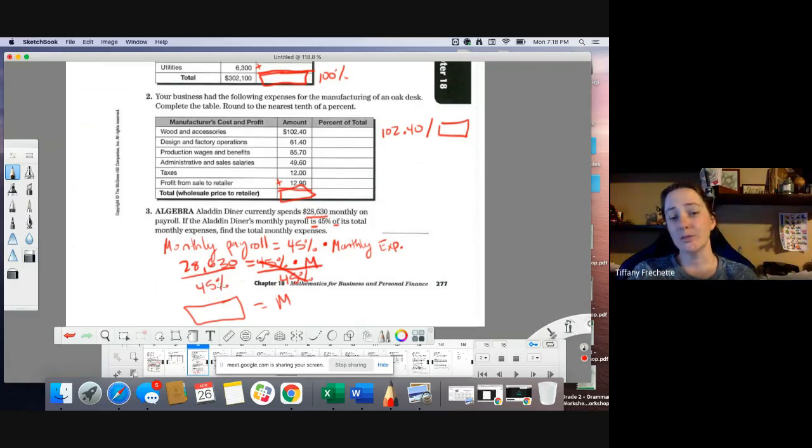Again, make sure you move this decimal or click that percent sign, because if you divide by 45, you're not going to get the right number. You need to divide by 0.45.